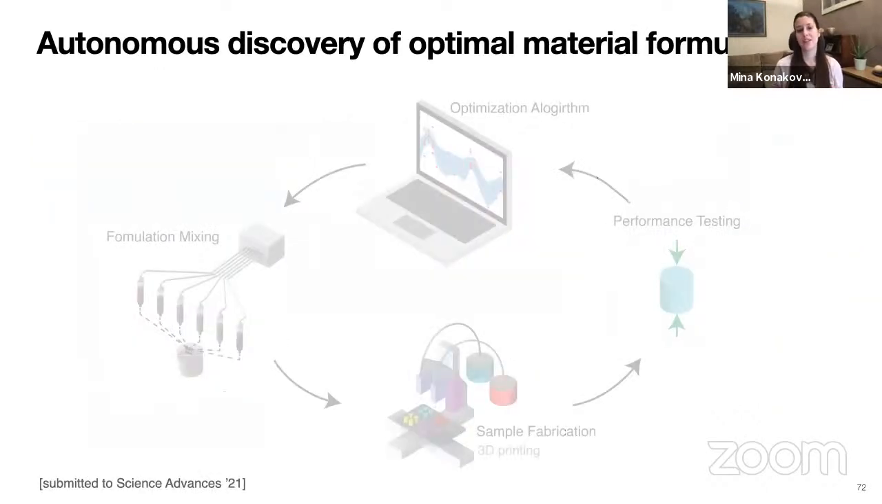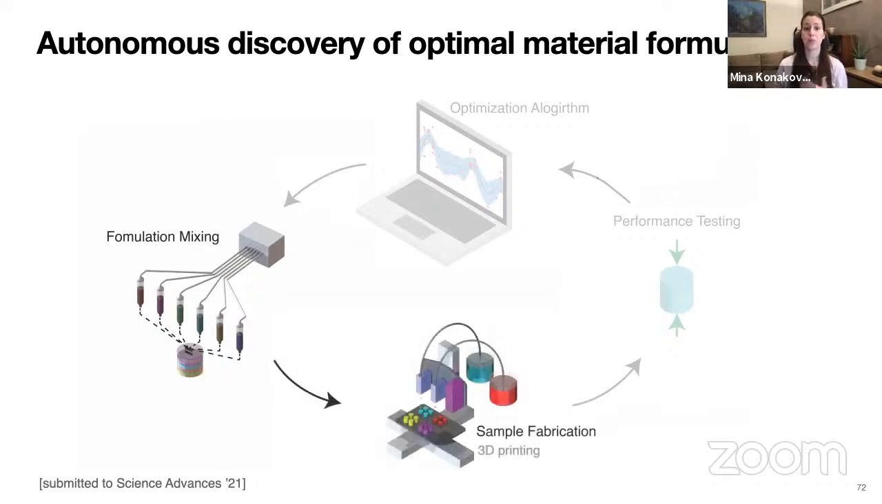And the whole idea started in the project for autonomous discovery of optimal material formulations. We had a set of chemical ingredients that we could mix in different ratios to get a new material formulation. And we then needed to fabricate the material samples with, for example, 3D printing, and extract the mechanical performance of the material with compression testing.